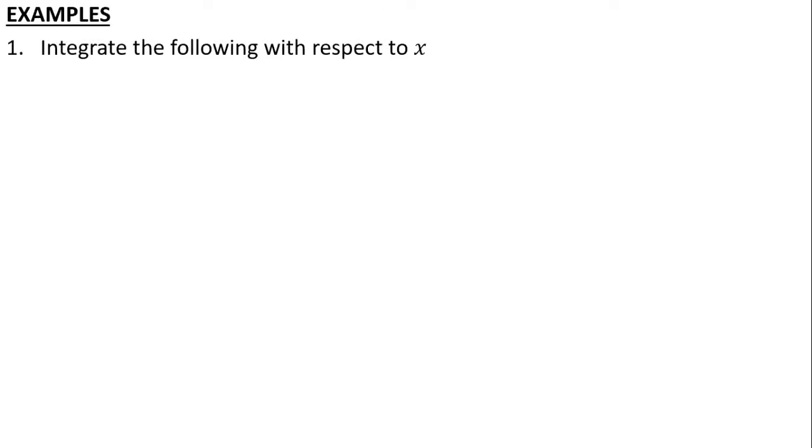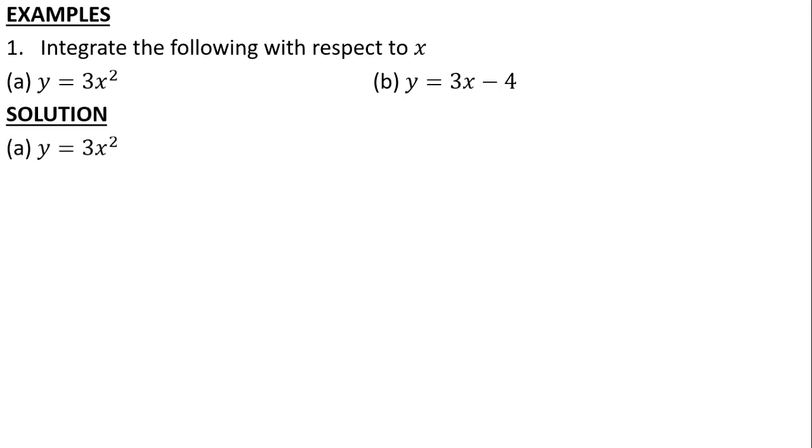Examples. Integrate the following with respect to x. We have y equal to 3x squared and y equal to 3x minus 4. So what we are going to do is to say y equal to 3x squared, then the integral of y dx, where there's y, we replace our 3x squared. We are going to add power 2 plus 1 and then divide by 2 plus 1. So we are going to say the integral of 3x squared dx is equal to 3x to the power 2 plus 1 over 2 plus 1 plus c.